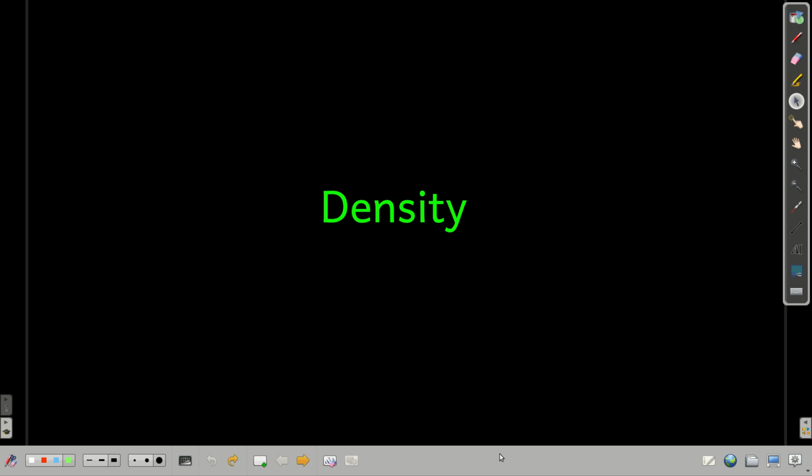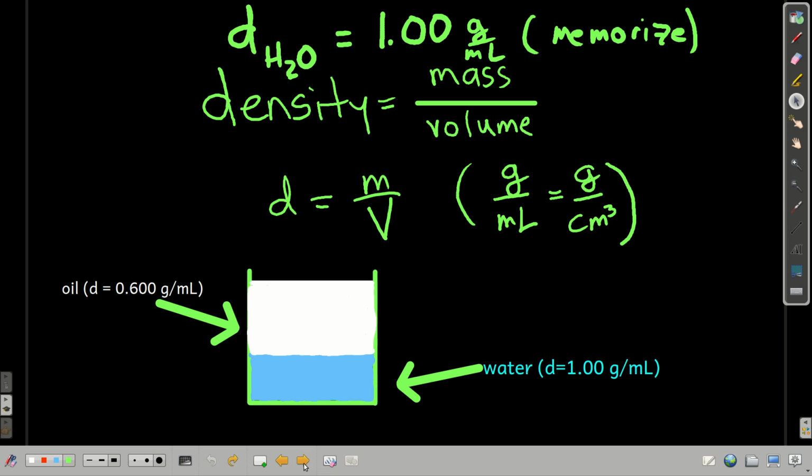This module is about density. Now, start out with the definition, which we do a lot. Density is equal to the mass over the volume of a substance or an object. So every different substance has a different density. The only one I'm going to ask you to memorize is that of water. The density of water is 1.00 grams per milliliter to 3 sig figs.